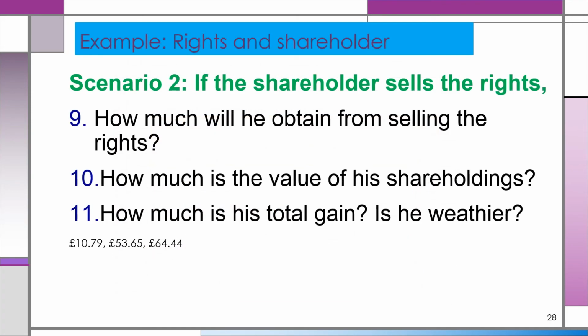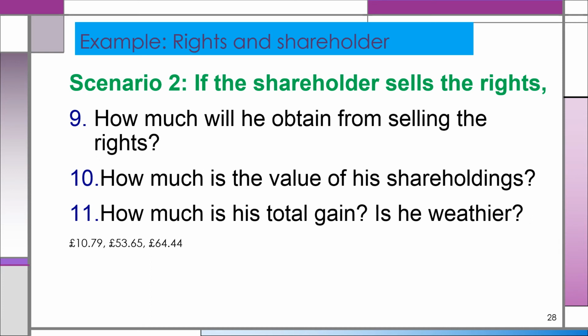In scenario 2, we shall assume the shareholder sells the rights. This means he did not pay the subscription price to buy additional new shares. What are the impacts? How would the shareholder be affected? I'm sure the answer to these questions will be interesting too.